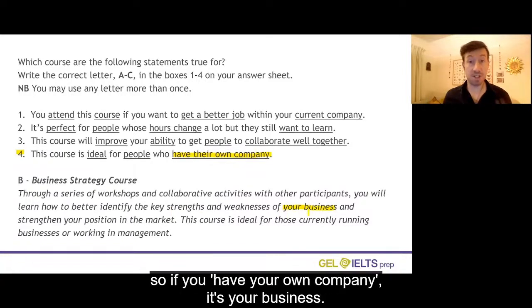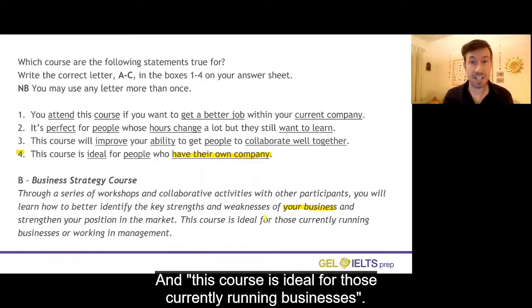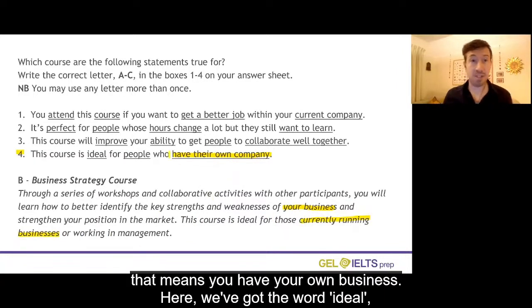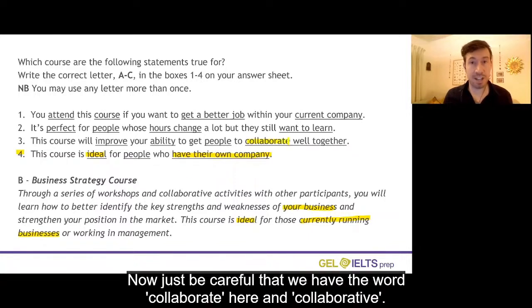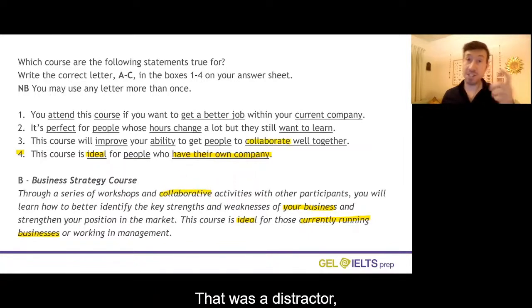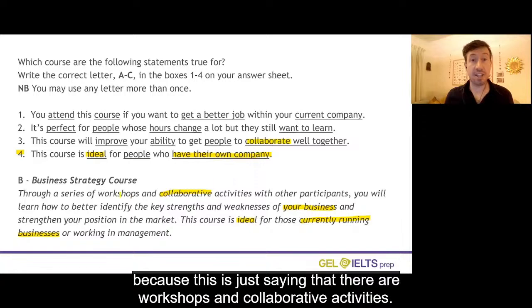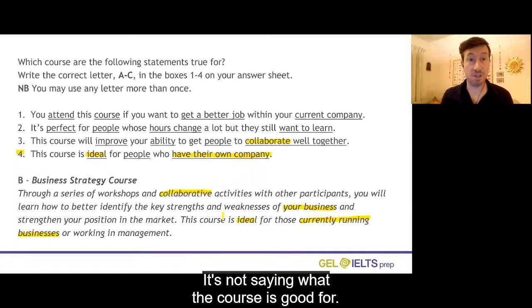So if you have your own company, it's your business. And this course is ideal for those currently running businesses. If you're running a business, that means you have your own business. Here we've got the word ideal, and here again, it's got ideal. So this course matches to 4. Now, just be careful that we had the word collaborate here and collaborative. That was a distractor because this is just saying that there are workshops and collaborative activities. It's not saying what the course is good for.